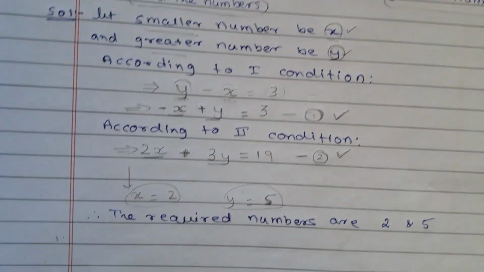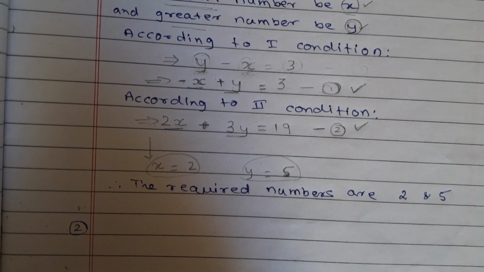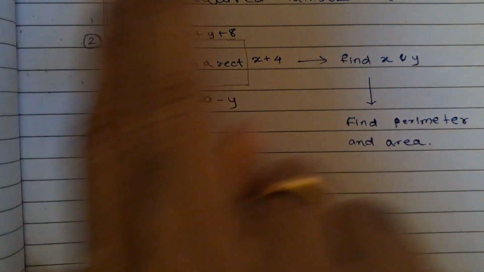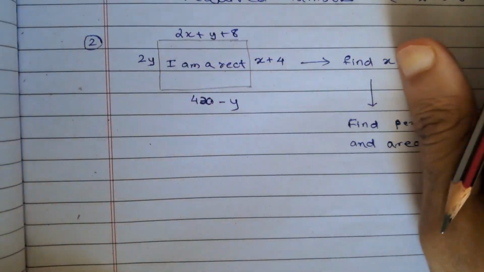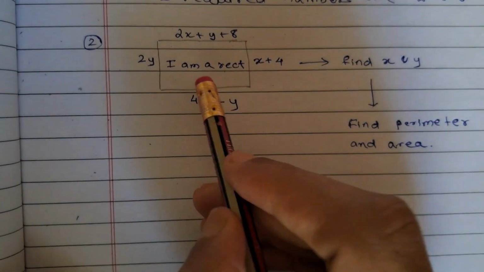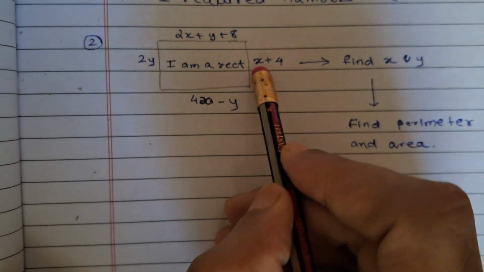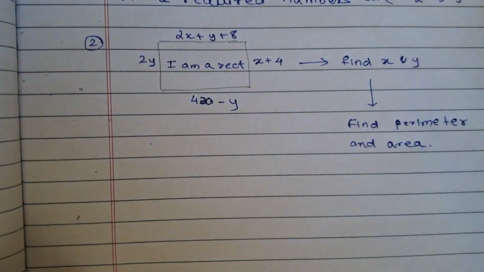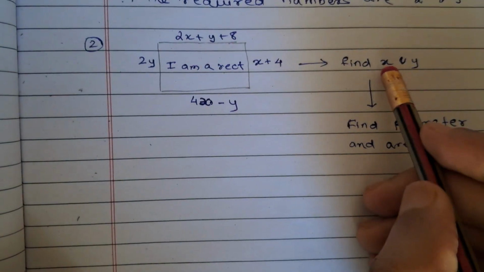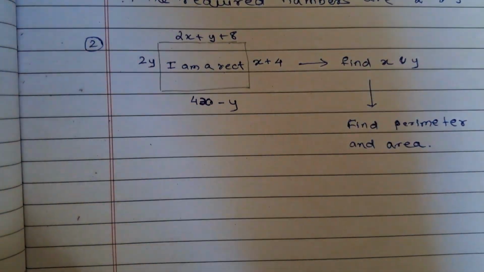Okay, let's see another word problem of a similar sort. Okay, so the next sum is something like this. In a diagrammatical way, they have represented a question in which there is a rectangle drawn. And there are a few values written over here. Using these, what I need to find is the value of x and y hidden inside it. Once I have the value of x and y, I need to find the perimeter and area. Let's go very step by step.